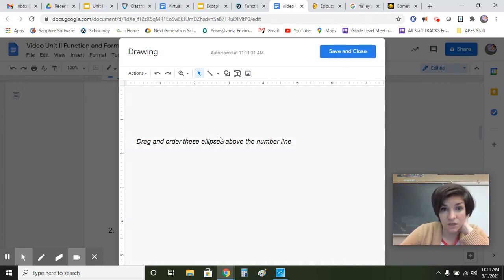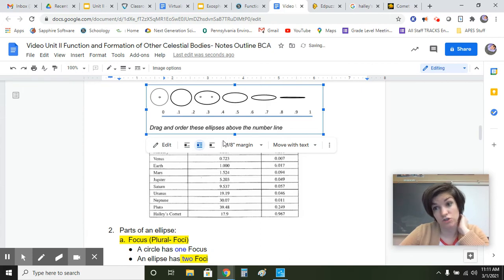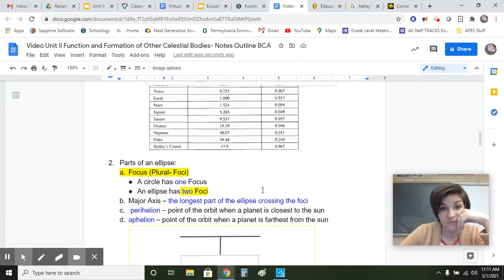So an ellipse has 2 focal points, whereas a circle just has 1 that it travels around. All right, so save and close. Again, you don't have to do that because you just saw how frustrating that was for me. But you do need to know that an ellipse has 2 foci, 2 points that it goes around.